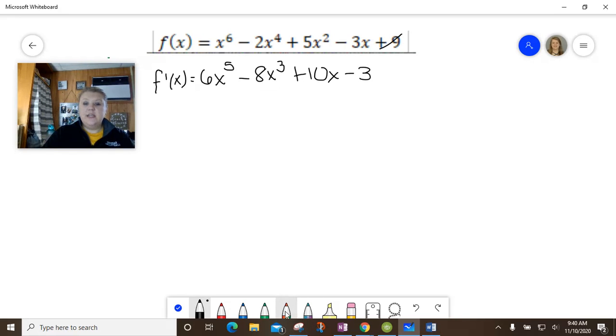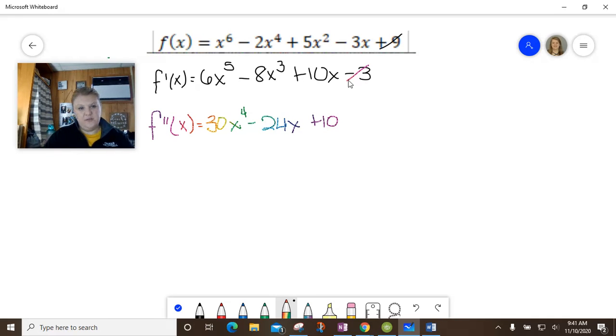So let's say I wanted to take that a step further. Let's say I wanted to then take the second derivative. The good news is that you would do the same exact thing as you just did. We're again just going to keep applying the power rules. So 6 times 5, I have 30x to the fourth minus 24x plus 10. Then again, notice this guy is going to drop off because the derivative of negative 3, again a constant, is going to be 0.